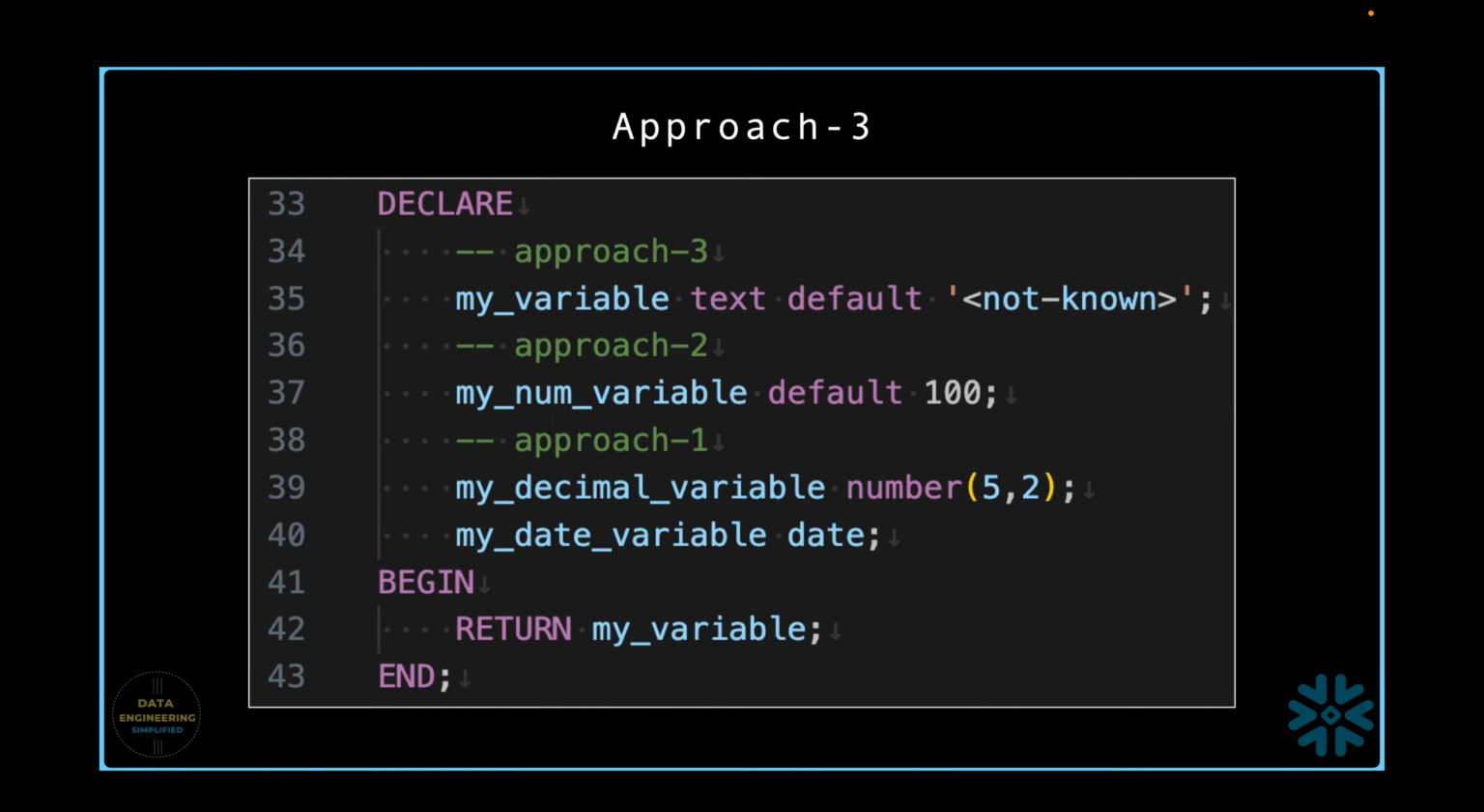When this block is executed, all the variables which are having default value will get the default value. However, if the default keyword is not associated while declaring the variable, then the variable will get a null value.